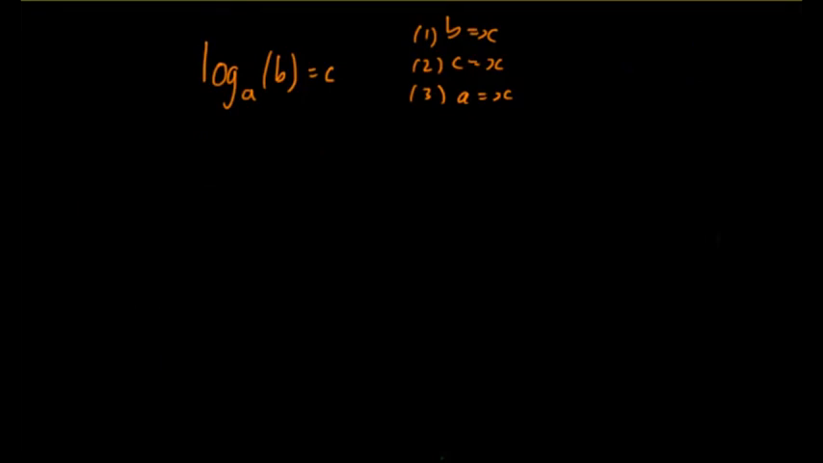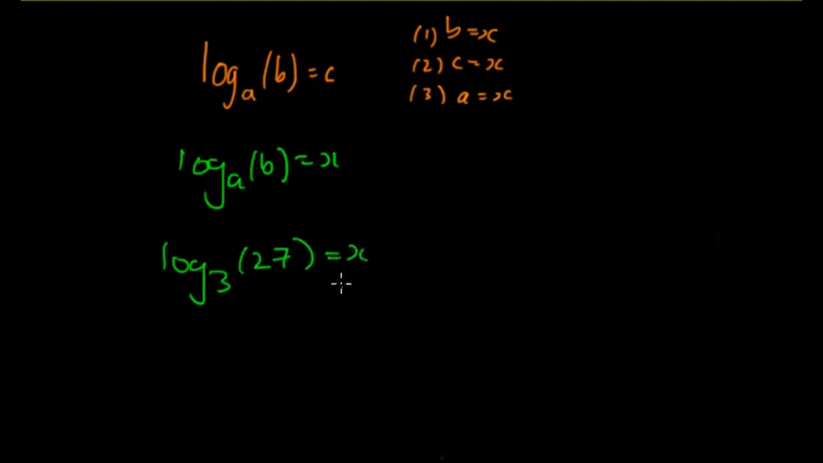So the other one could be if x is in the place of c. So we have log a of b is equal to x, and we need to solve for x. So let's say log 3 of 27 is equal to x. What we do is we just simplify the left-hand side, or the side with the log function in it, and we just simplify for x.